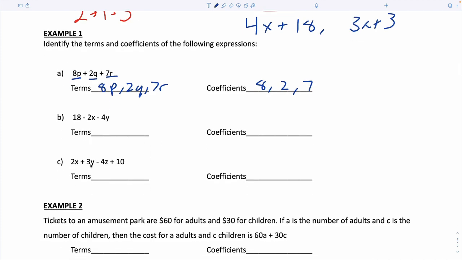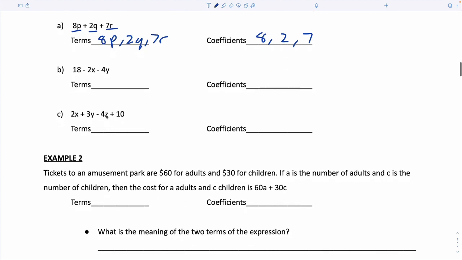Try B and try C. C has a slight curveball. Don't be tripped up when you're identifying coefficients. There's one that's a bit trickier. Write your terms for B and C, then write your coefficients for B and C. You can tell your partner what you put. Specifically talk about C.